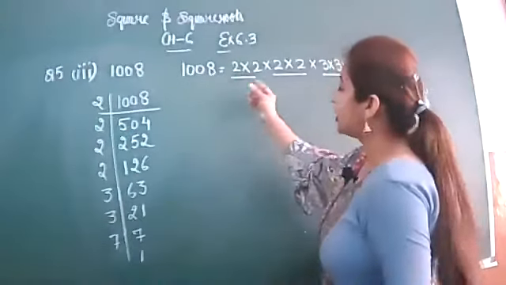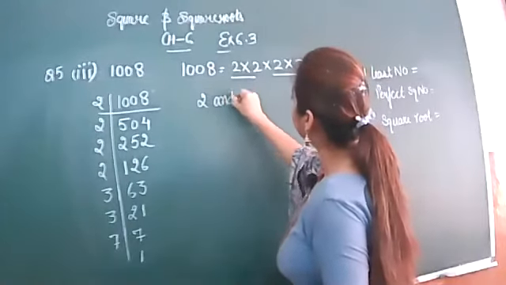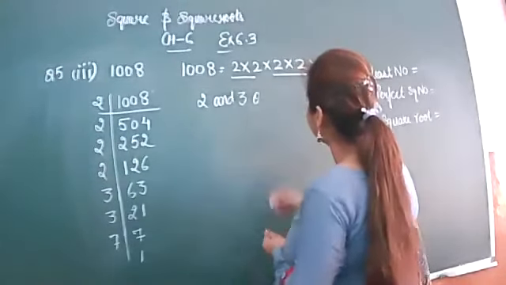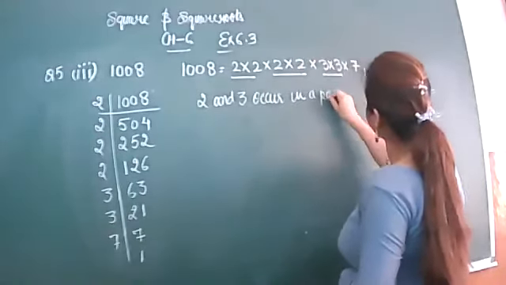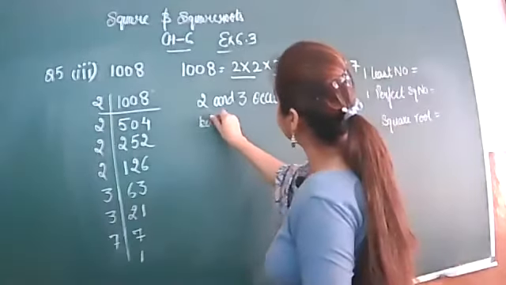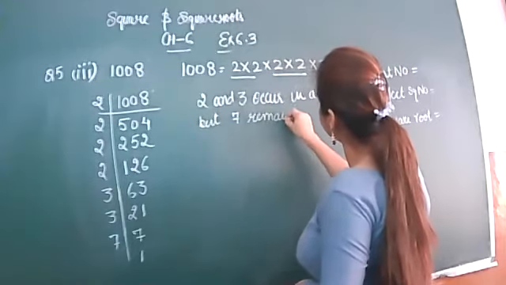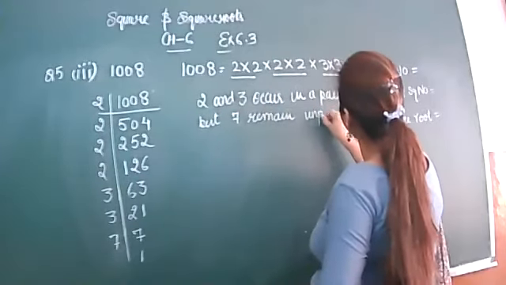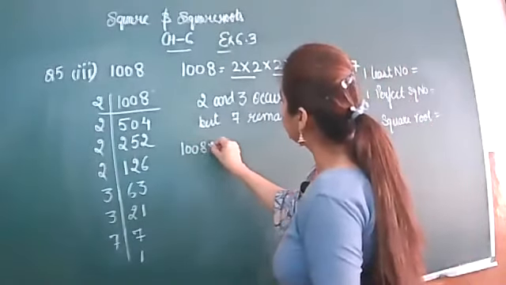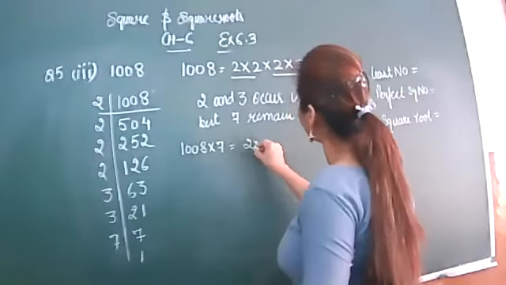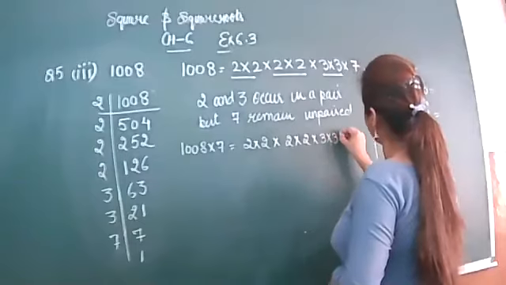So what you will do is write here: 2 and 3 occur in a pair, but 7 remains unpaired. So 1008 will be multiplied by 7 on both sides to make it a perfect square number.